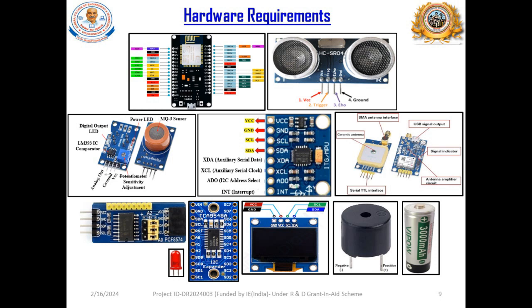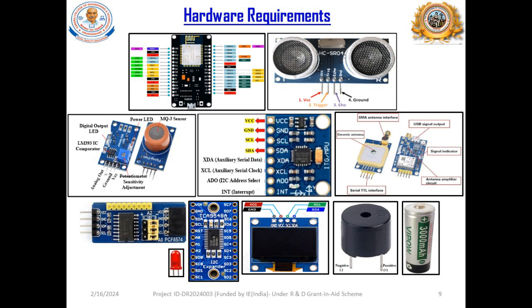It's the I2C multiplexer. So here we use 3 OLED displays with the same address. So we cannot directly connect OLED displays with the same address to the NodeMCU. So with the help of the I2C multiplexer, we can easily connect the different OLED displays with the same address.